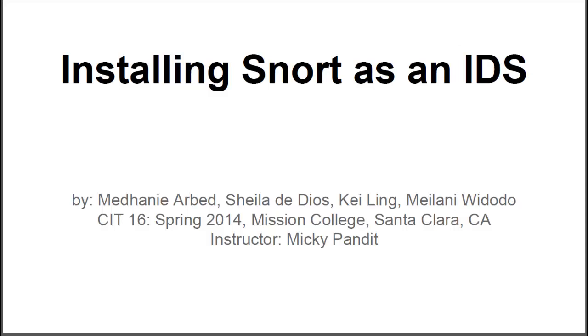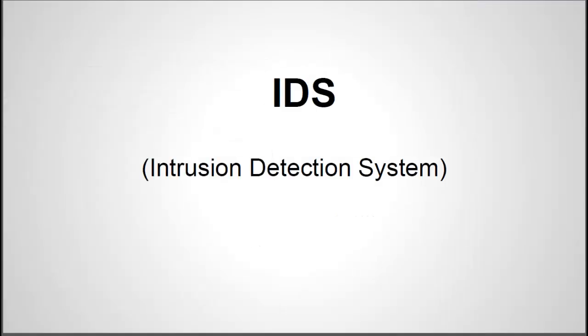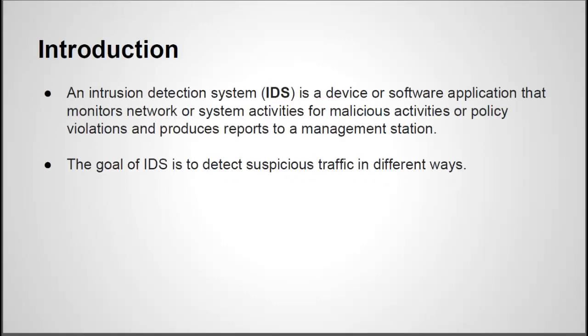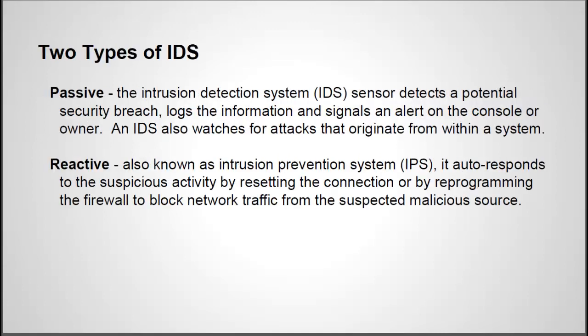Now, what is an IDS? IDS is an intrusion detection system. It's a device or software application that monitors network or system activities for malicious activities or policy violations, and it produces reports to a management station. The goal of the IDS is to detect suspicious traffic in different ways.